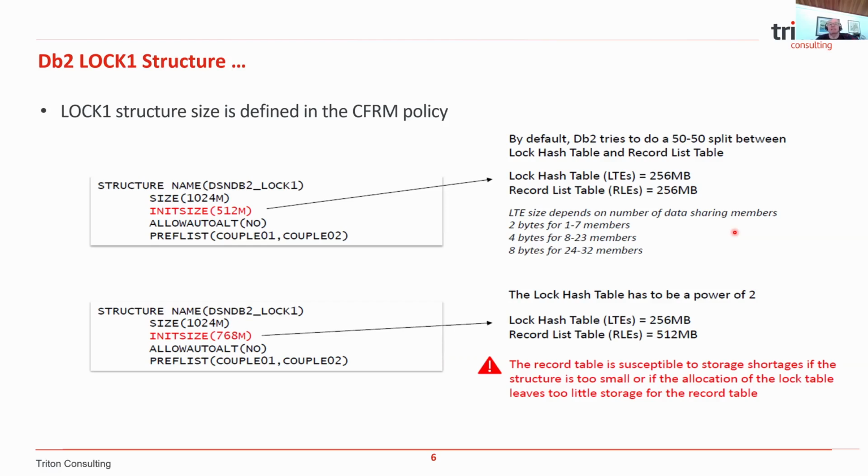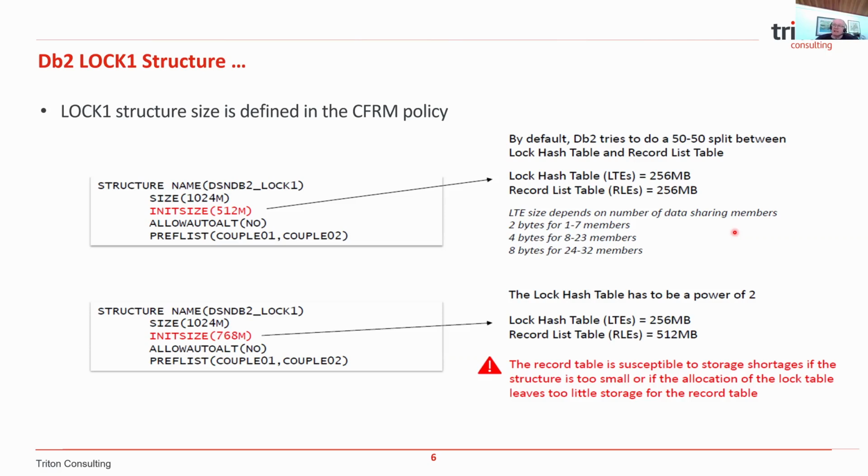And in fact, if you look at 768 megabytes, it's just beyond the halfway point between 512 meg and 1 gig. And once you go over that point, it gives bias to the record list table. So you can see here that the LTEs are 256 and the record list table has now gone to 512. So the space here is now biased towards the record list table.